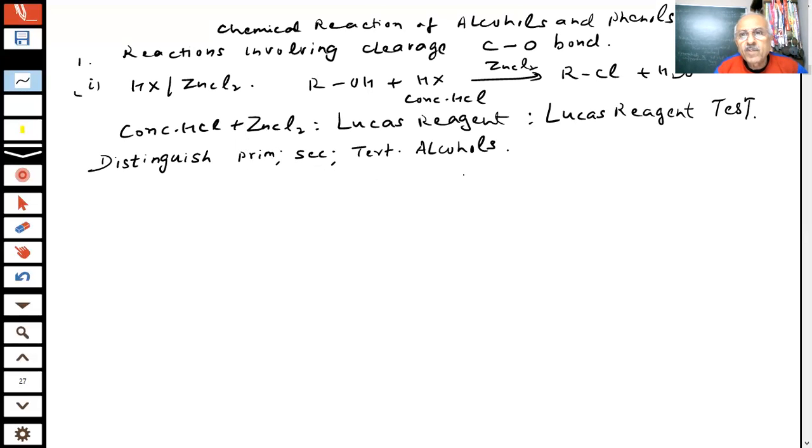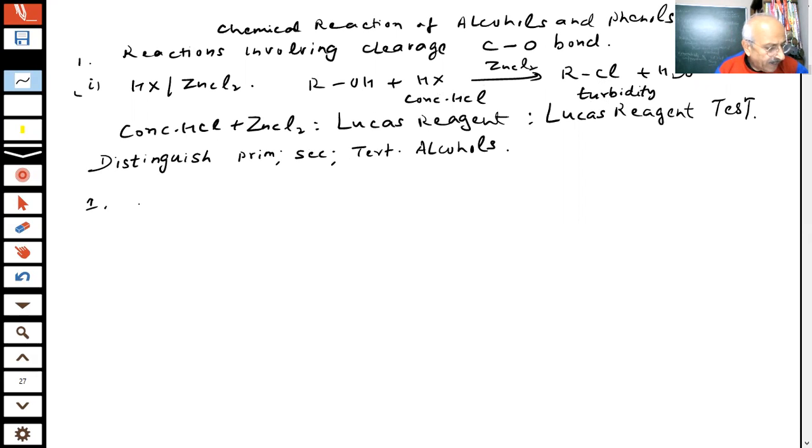What will you do? You have three alcohols. To each alcohol you will add concentrated HCl and zinc chloride. What is the result? You are getting alkyl halides, chlorides, and a type of turbidity appears in the solution. This is called turbidity. You can see some white color or turbidity in the test tube when we add concentrated HCl in the presence of zinc chloride to the alcohols.